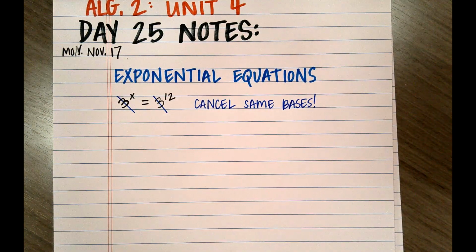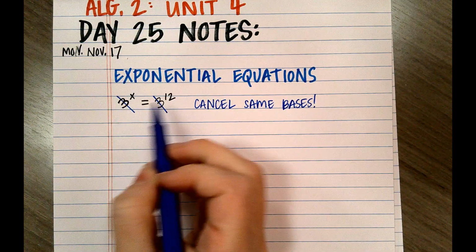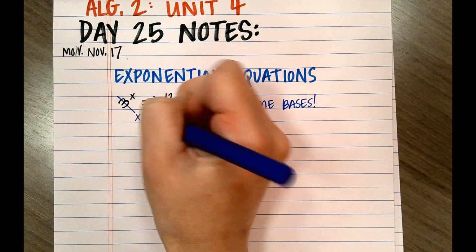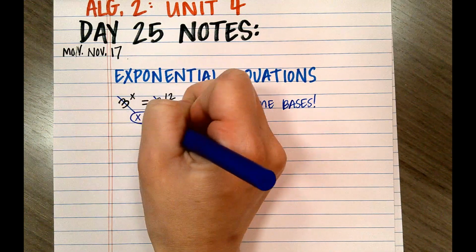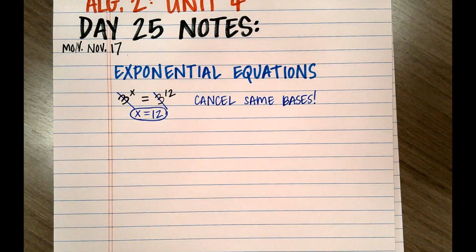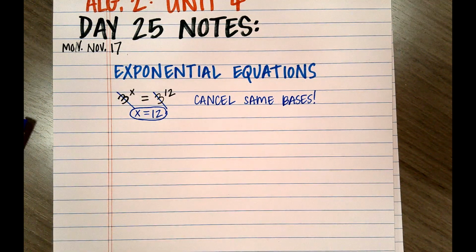So this is just a review to start. And then, of course, we just bring everything down. Whatever's left is x equals 12. And that was a nice one. It's already solved. X equals 12. So these are nice. When the bases match, all you do is cross them out.